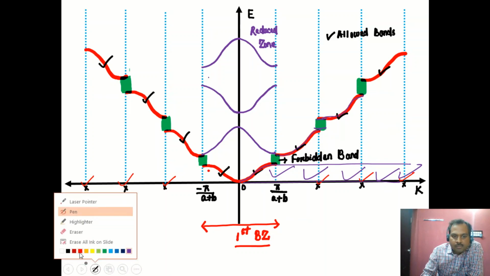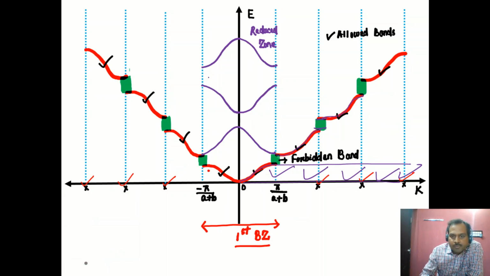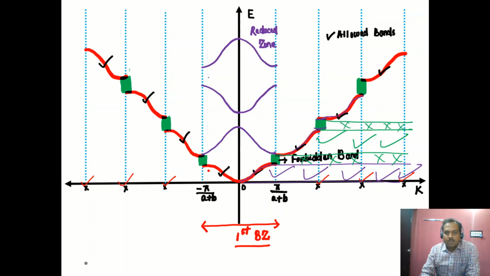And then comes the forbidden band. This is again an allowed band, then comes the forbidden band. Whenever it encounters one Brillouin zone boundary, there is the emergence of the forbidden gap, and the forbidden band width increases with higher order Brillouin zone.